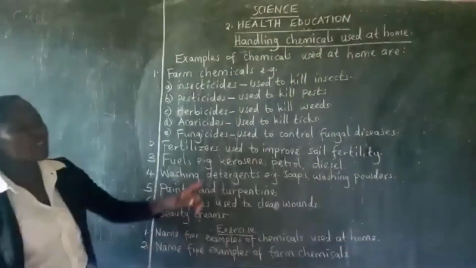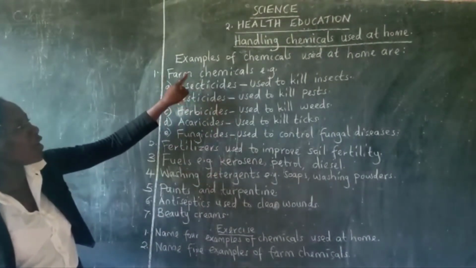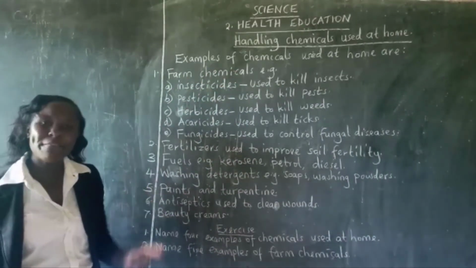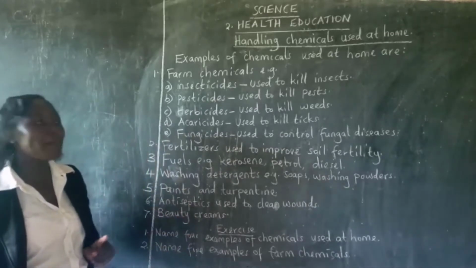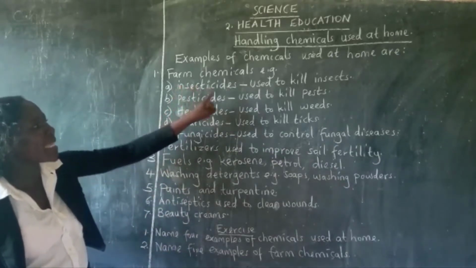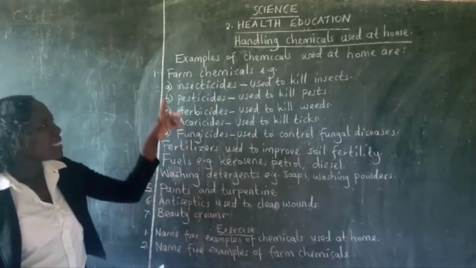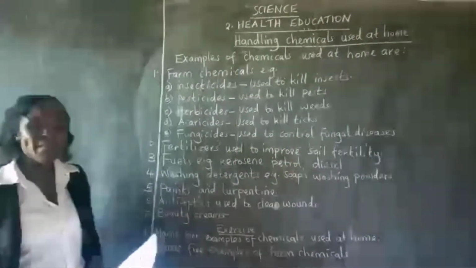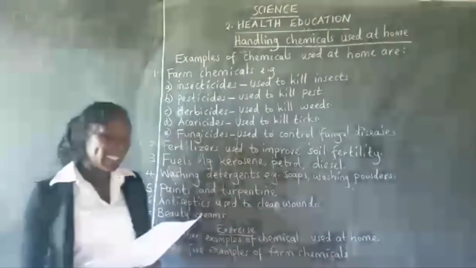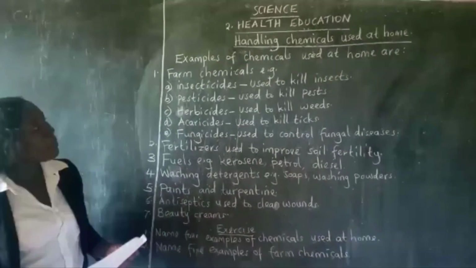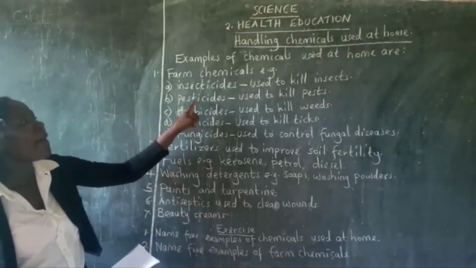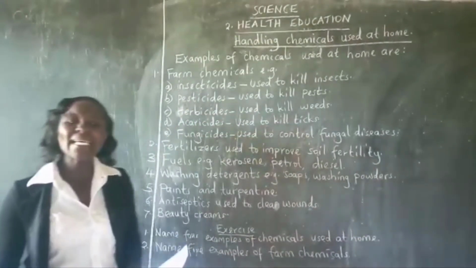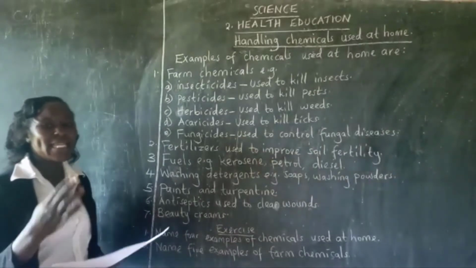So some of the chemicals used at home, number one, we have what we call farm chemicals. And we also have examples of farm chemicals. The first example of farm chemicals is what we call insecticides. So when we talk about insecticides, these are the chemicals that are used to kill insects like mosquitoes, cockroaches, and so on. Another example of farm chemicals is what we call pesticides. So pesticides are used to kill pests like rats, mice, and so on.